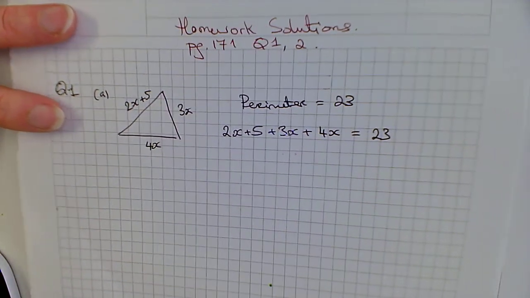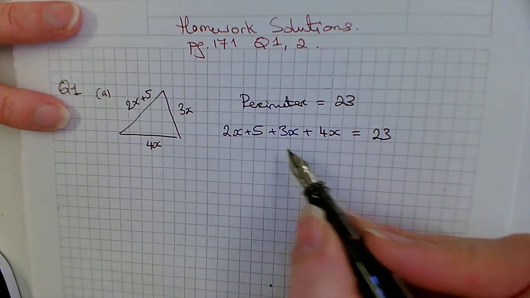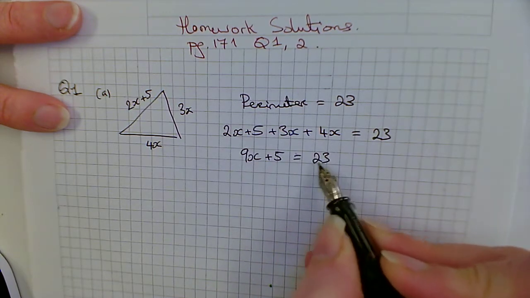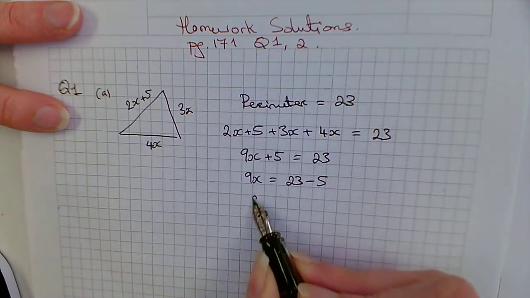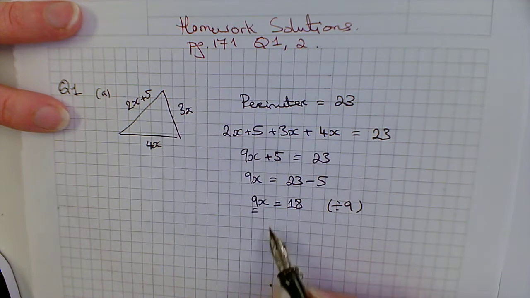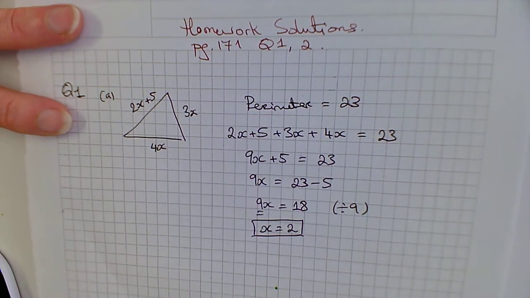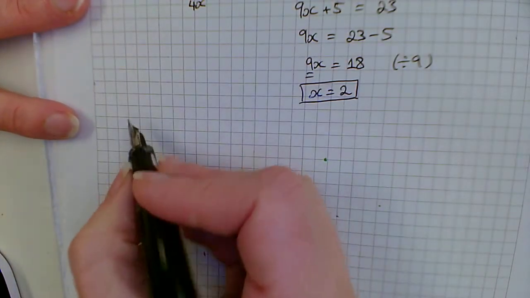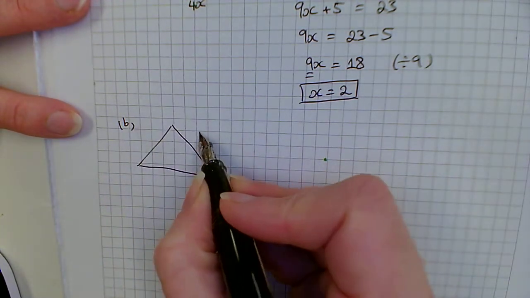We've done very similar things to this in area and volume before. Let's add our like terms. 2 plus 3 is 5, plus 4 is 9. 9x plus 5 is equal to 23. Bring the 5 to the other side. 9x is 23 minus 5. So 9x is 18. Divide across by 9. And x is equal to 2. You don't need to show every single step of that, but that's the idea.